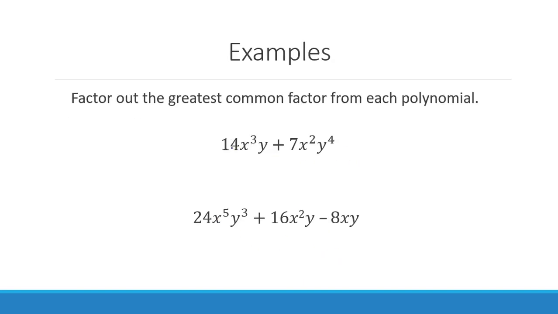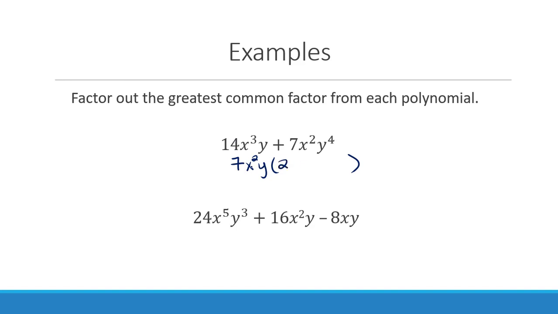Let's look at some more examples. The highest number that will go into 14 and 7 would be 7. Look at my variables. x squared would be my lowest x. y would be my lowest y. So this is my GCF. I'm going to draw my parentheses here. Now 7 times 2 gets me back to 14.